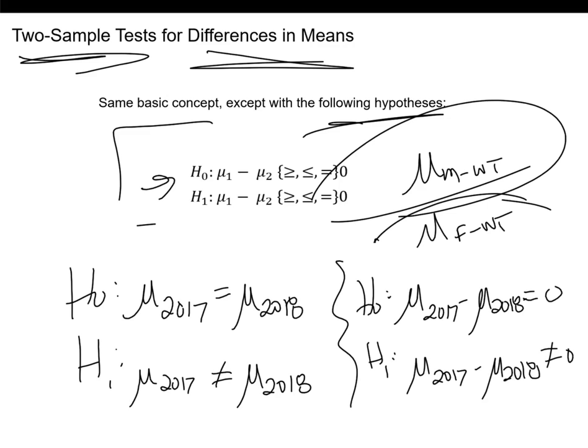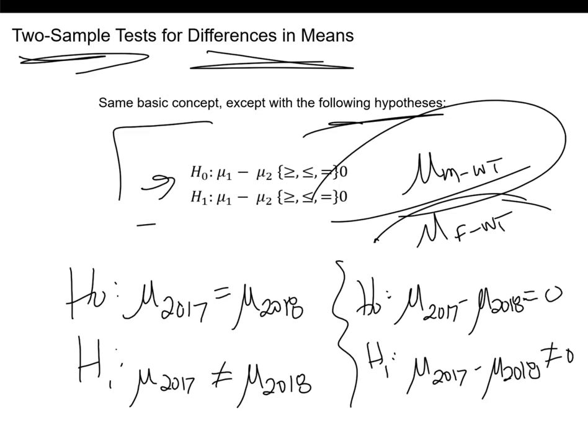We're going to assume that the new training didn't do anything until the data convinces us that it did cause a change in the average time, right? So that's what we're putting in our null hypothesis, and in our alternative, the burden of proof that we're putting on the data is to convince us that they're not the same, right?